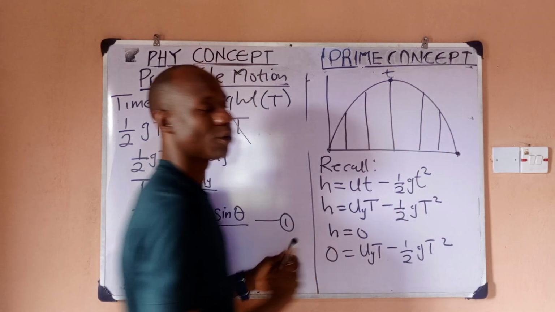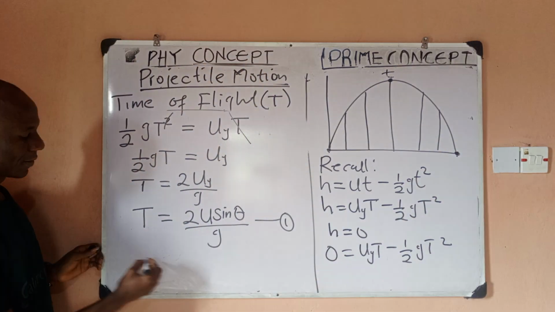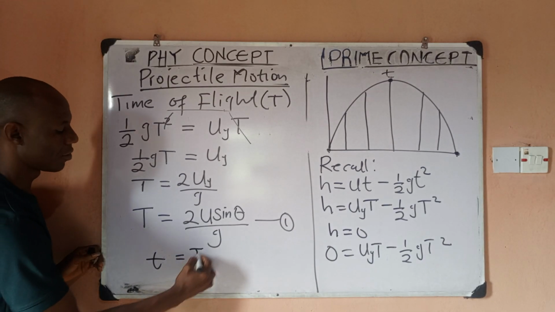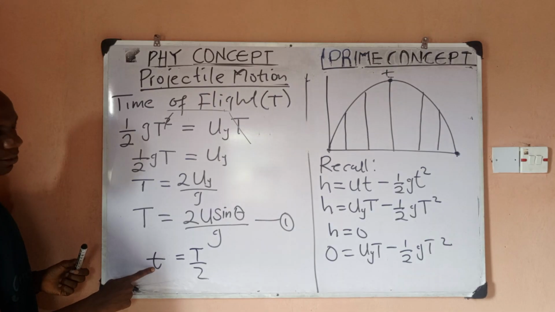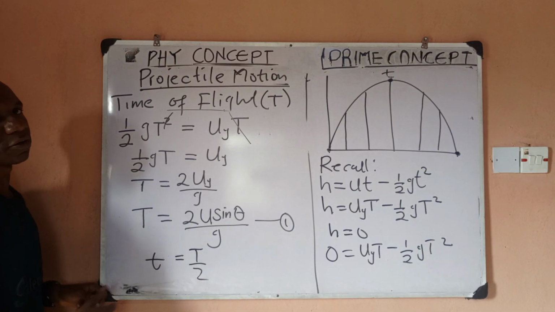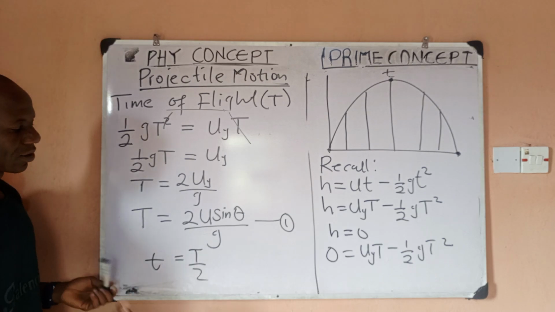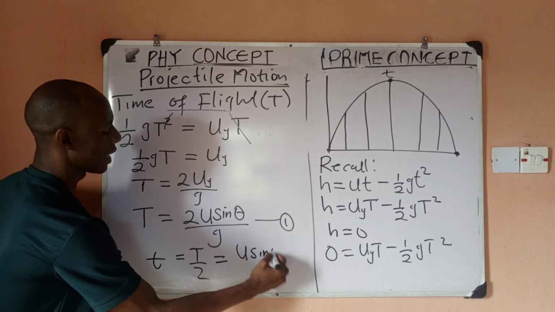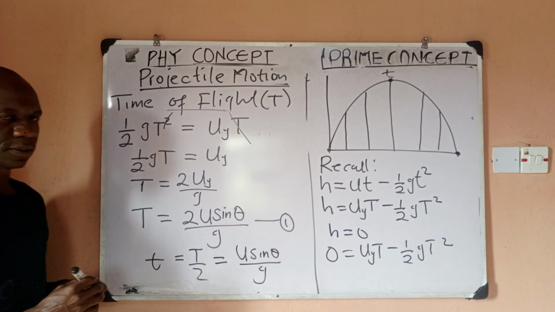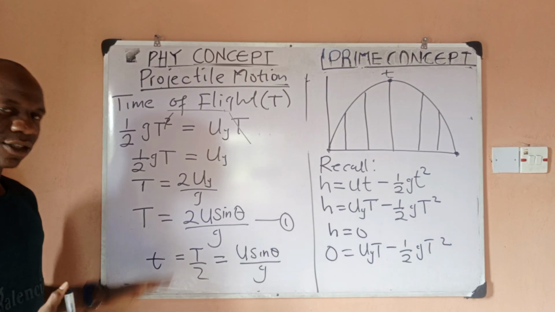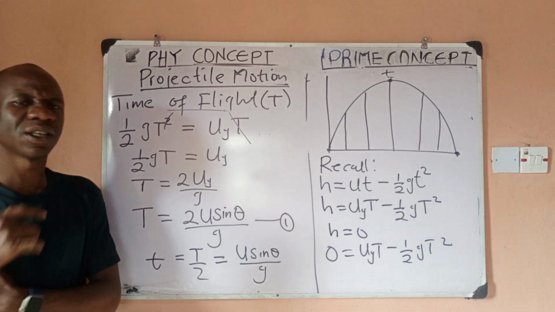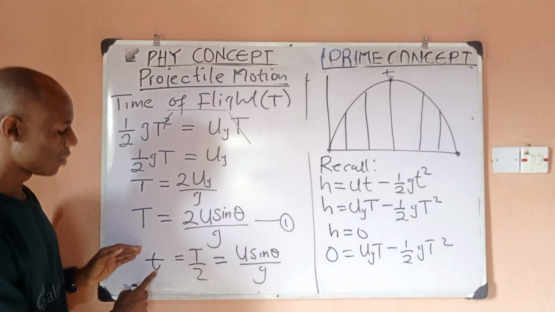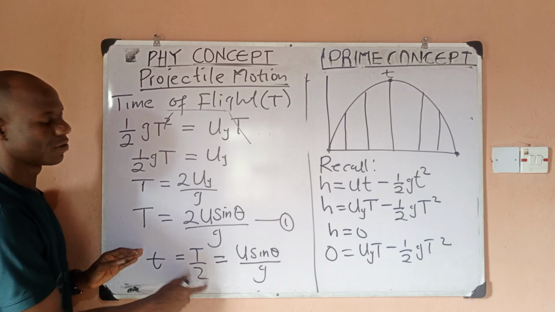So that when you add small t plus small t, it becomes 2t. So it means that small t should be half of the total time. The time to reach maximum height is half of the time of flight. So you should take note of this. That is to say, small t is just going to be u sine theta over g. So small t is the time taken to reach maximum height. If the question asks, find the time it will take a projectile to reach the maximum height, this is the formula to use. Small t is capital T over 2, or small t is u sine theta over g.